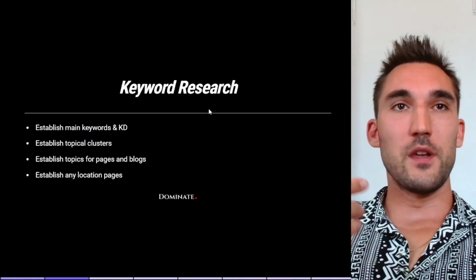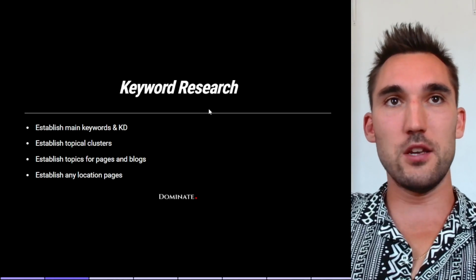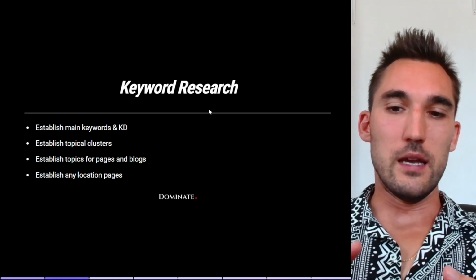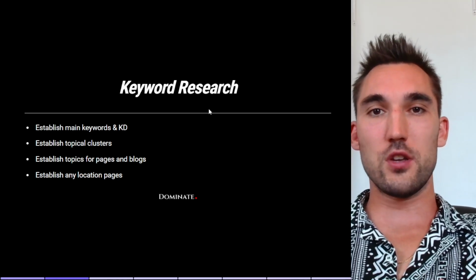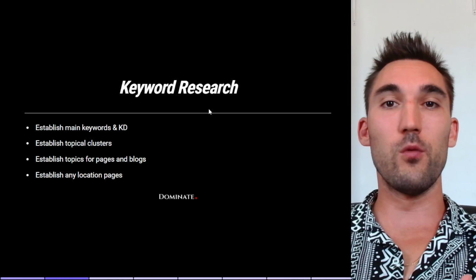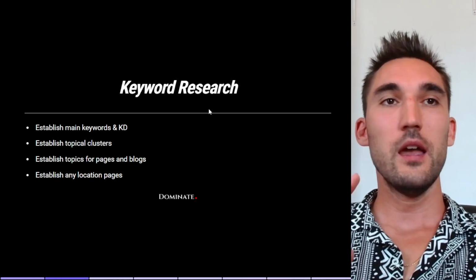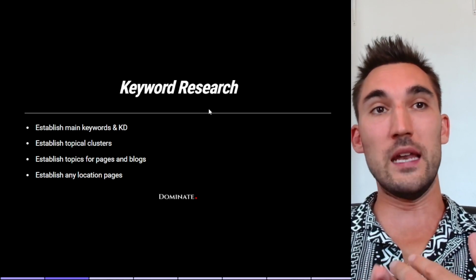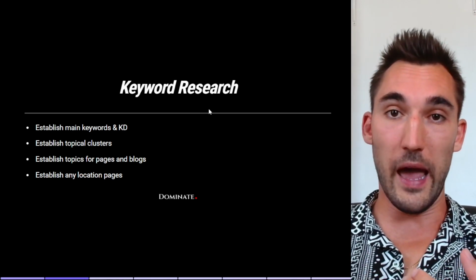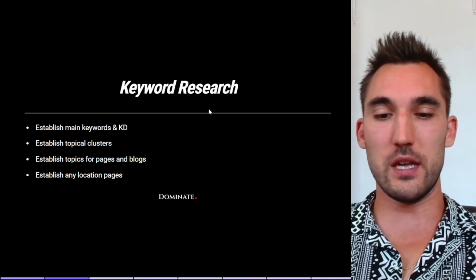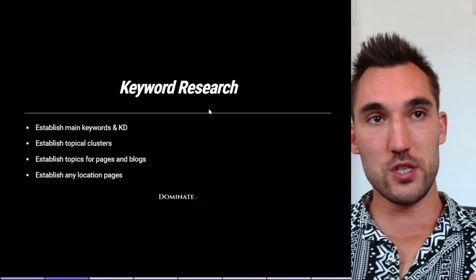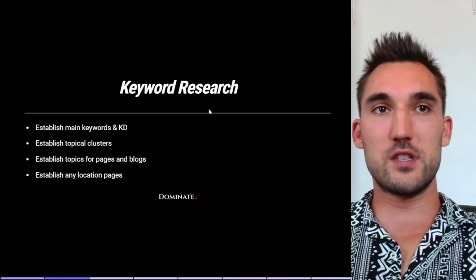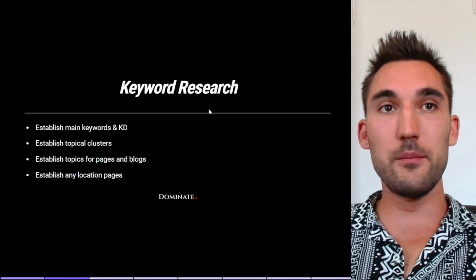So firstly, the first step you would start with basically any SEO campaign is the keyword research. The first thing you need to do is establish what keywords you're actually going after, what the main keywords are, and what the keyword difficulty of all the keywords are. You need to establish the topical clusters, and you need to establish the topics for any pages and blogs that you either have or are going to need to make, and we're going to get into how to do that later. And you'll also need to establish any specific location pages that you're going to need to make. So that's obviously going to depend on what location they service. And I'm going to show you how to do this.